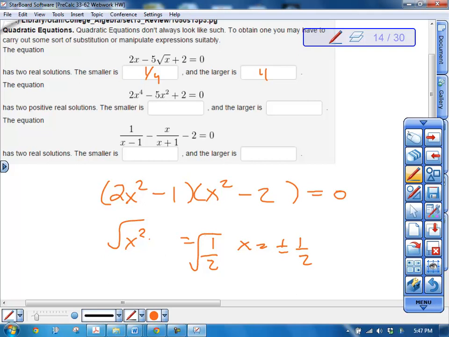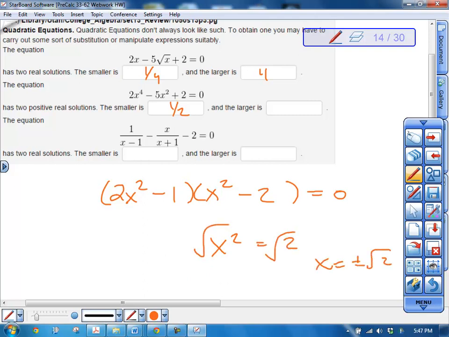And this has two positive real solutions. So let's use the positive 1/2. And then the other solution comes from over here. x squared minus 2, so move the 2 over. Square root, you get x equals plus or minus square root of 2, so we'll use the positive square root of 2 as the larger one.